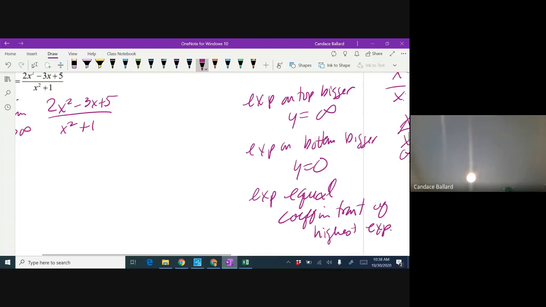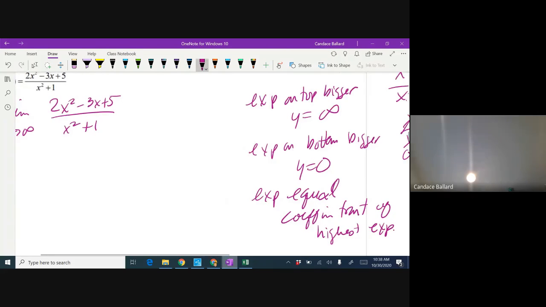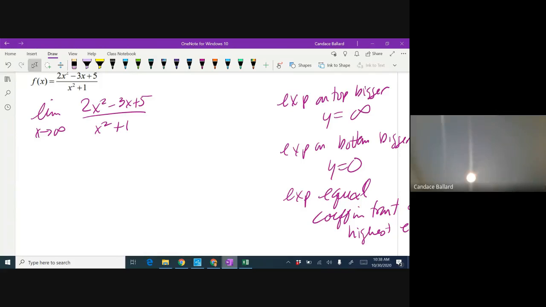Okay, so let's do that. So looking at the problem we currently have, is the top bigger, the bottom bigger, or are they equal? Tell me in the chat.